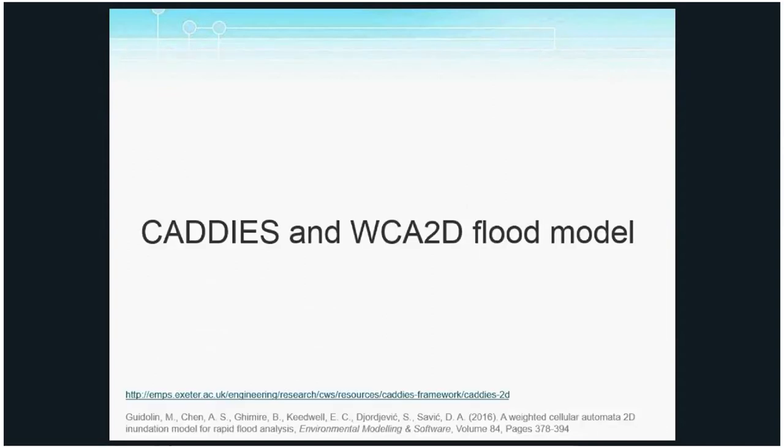Now moving to a more physically interesting cellular automata. The CADDIES and the WCA2D flood model has been developed by colleagues at Exeter. Well, Albert is part of the development team. You can access information about the CADDIES on the link that you see in the slide, and also there are several publications that present and discuss the results about the CADDIES.